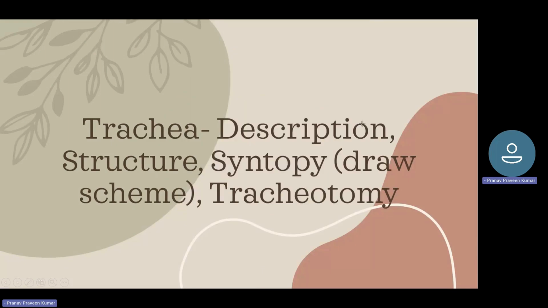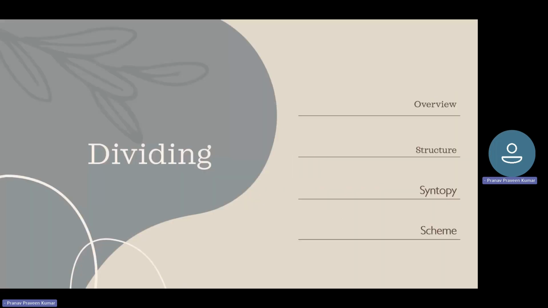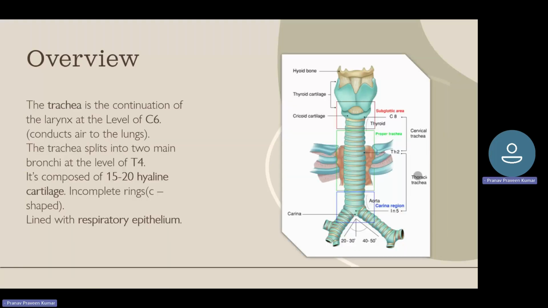We'll be starting off with the trachea: description, structure, syntopy, tracheotomy. And always start off by dividing it. We'll talk about the overview of it, then the structure itself, then the syntopy, its relation with other structures, and then the scheme. Now, what is the trachea?